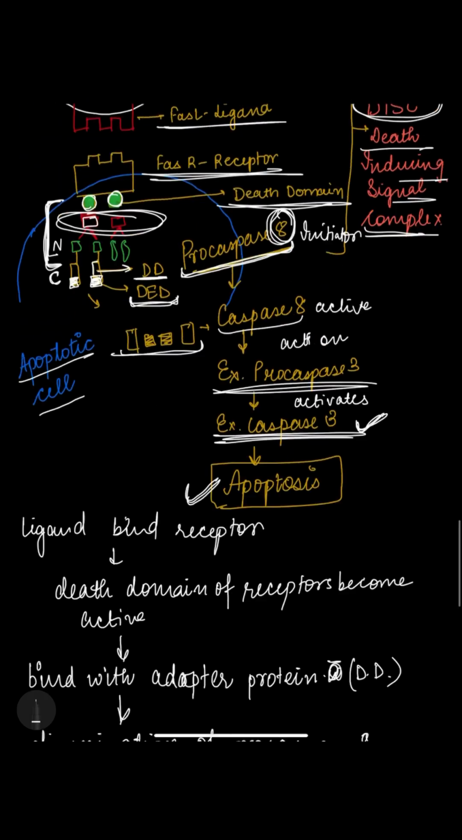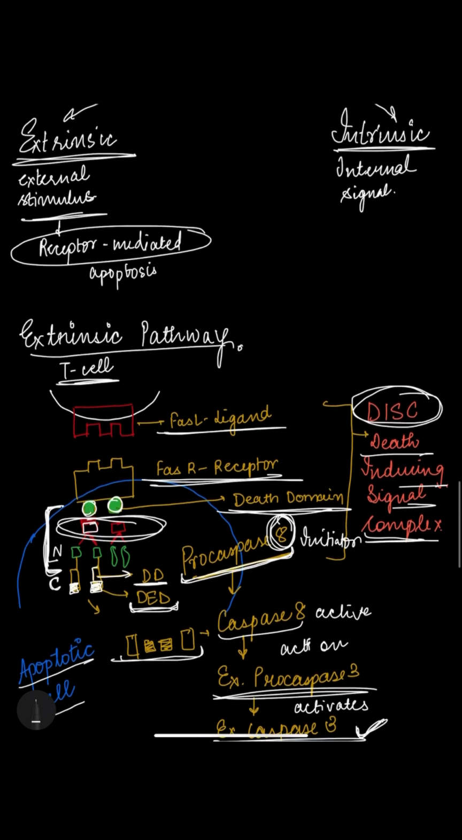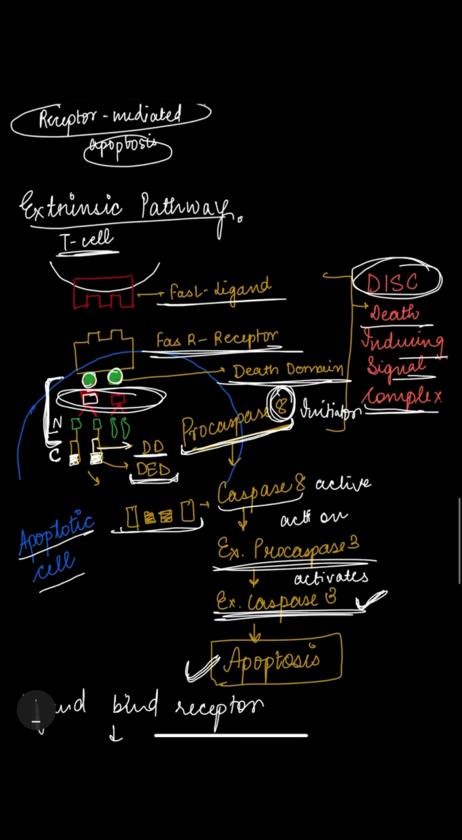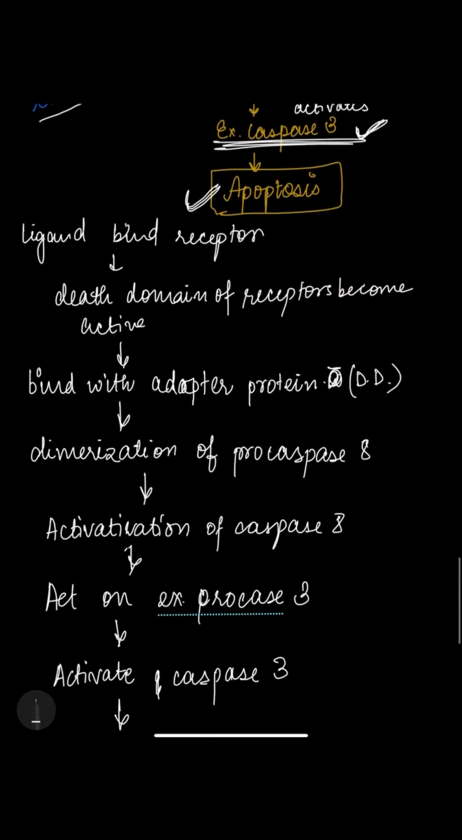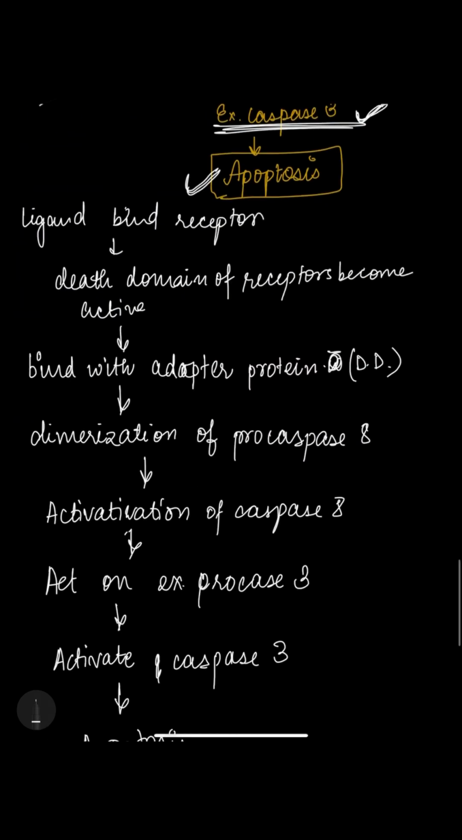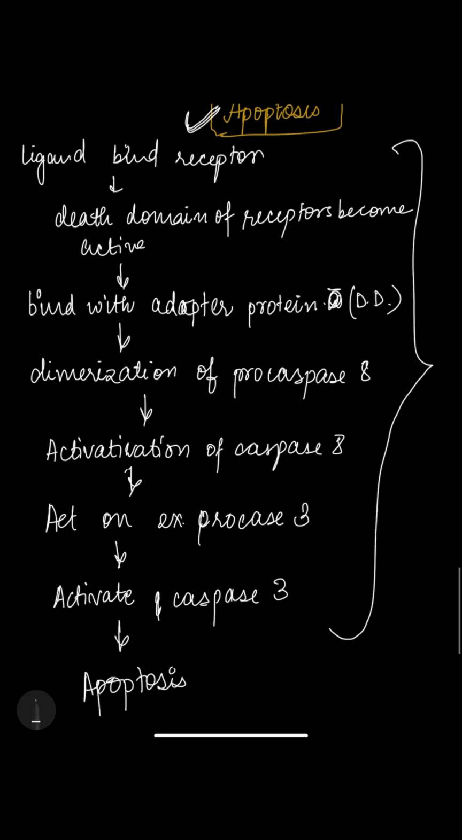I told you why we have taken a T cell here: because the extrinsic pathway is receptor mediated and it requires an external stimulus. So this T cell gives an external stimulus. In the intrinsic pathway there is an internal signal, that is, the cell itself tells that I need to die now, please begin the process. If in the exam you draw this diagram and write this flowchart, you are going to get full marks. I'm telling you that.